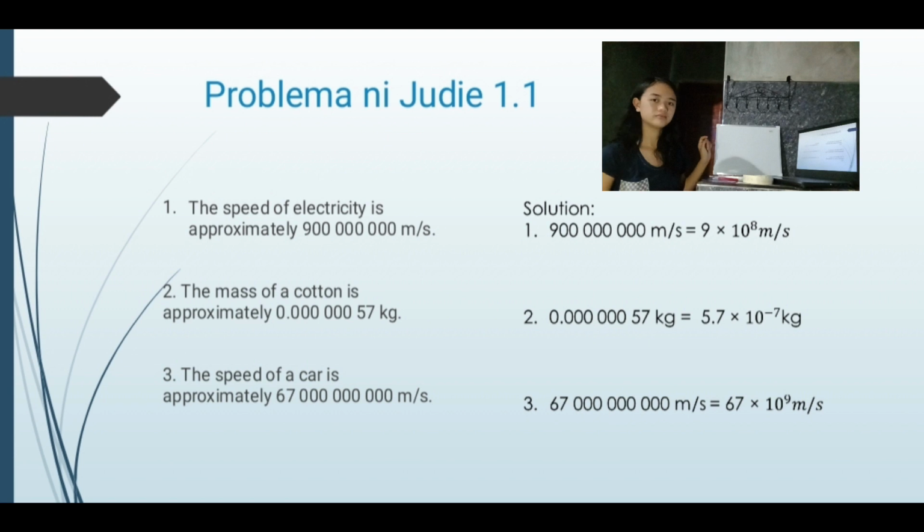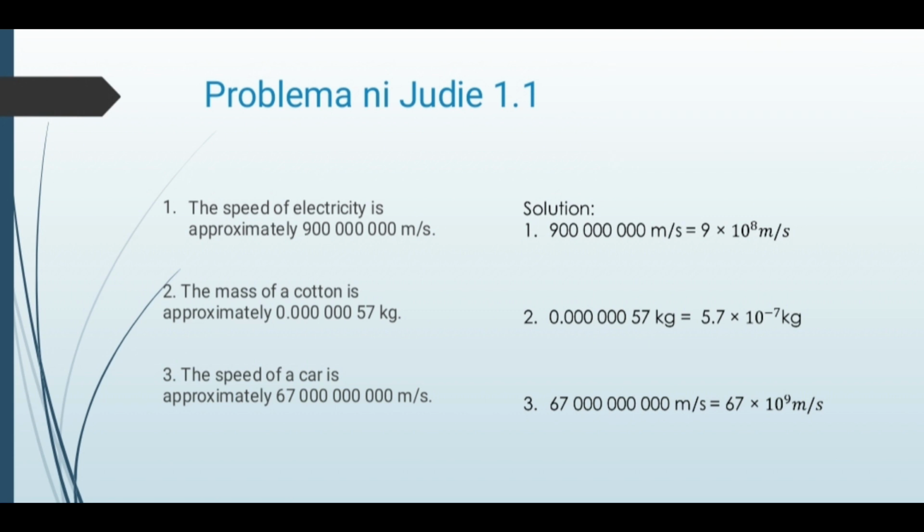Number 2 naman tayo. The mass of a cotton is approximately 0.00000057 kilogram. Ngayon, sa given na ito, nasa kaliwa ang point, kaya ilalagay natin papuntang kanan. At ang magiging pinaka-lowest term niya ay 5.7 times 10 raised to negative 7 kilogram. Dahil nagsimula tayo sa kaliwa papuntang kanan.